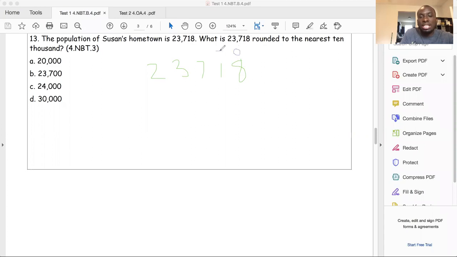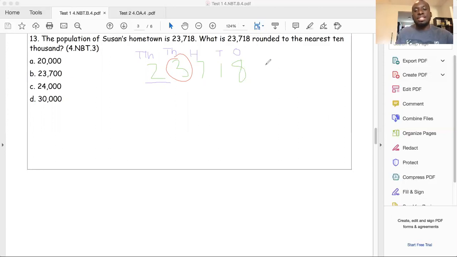This is my ones, tens, hundreds, thousands, 10,000. And it's asking me to round to the nearest 10,000. So I'm going to underline this, which means I'm going to be looking for this number to tell me either to keep it the same or go up.